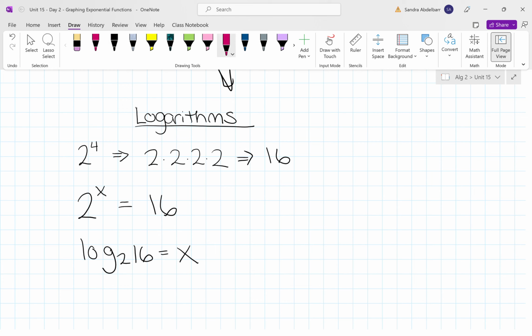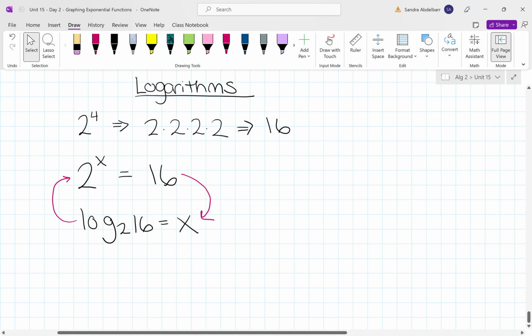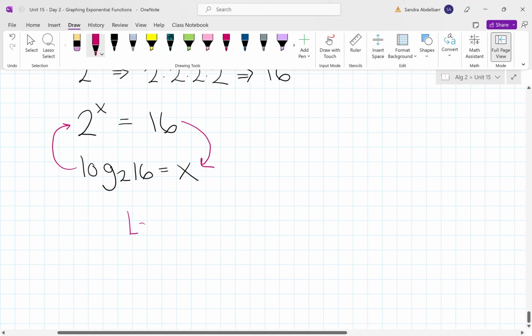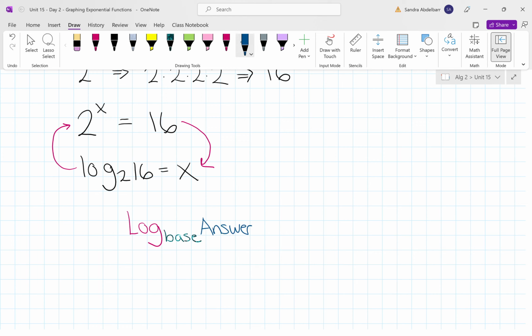What I need you to be able to do is interchange these two. I need you to be able to go from an exponential equation to log form, and from log to exponential. So let me write it out in words for you. It's log, and here is your base. Next to your base is your answer, equals the exponent.